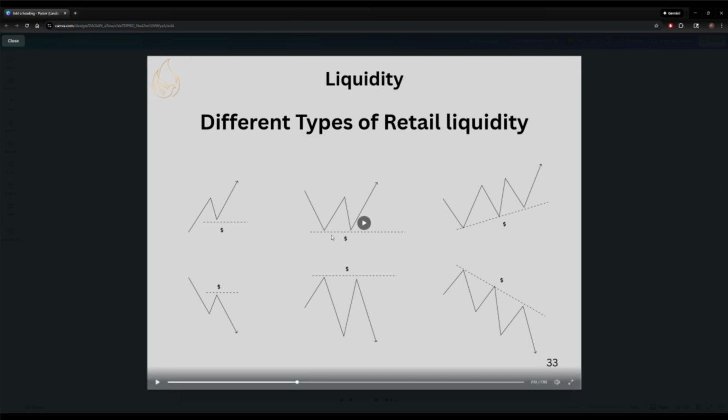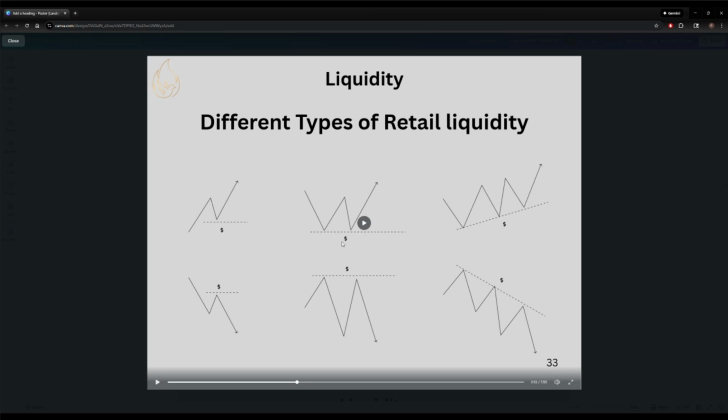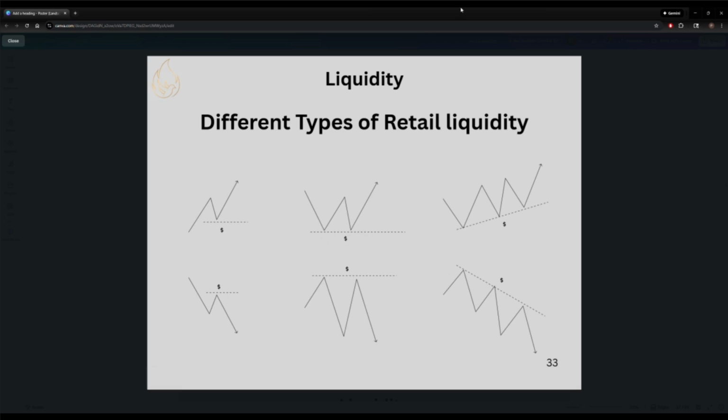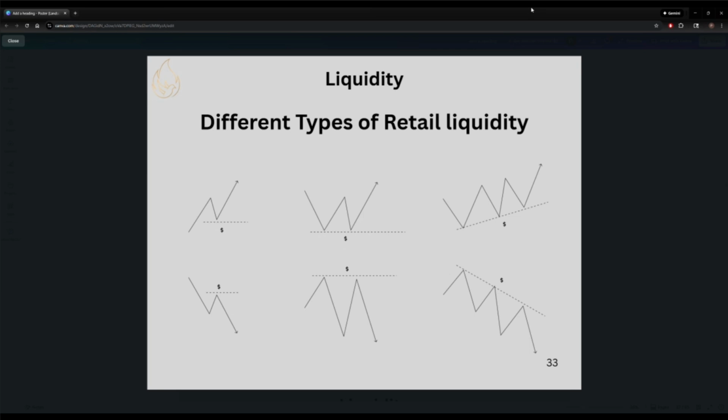Same thing here, price is building liquidity. You can anticipate price will probably come down and take these lows, right? Same thing here. And then here's all the buy side liquidity examples. Pretty much the opposite, right? And it's pretty much the same, just the continuing type of liquidity.